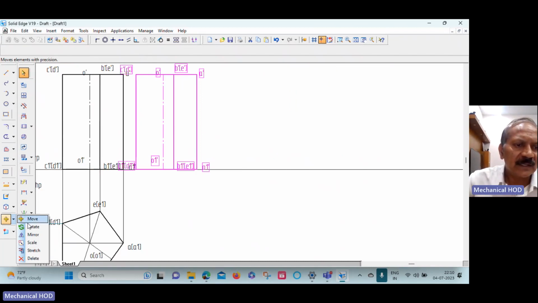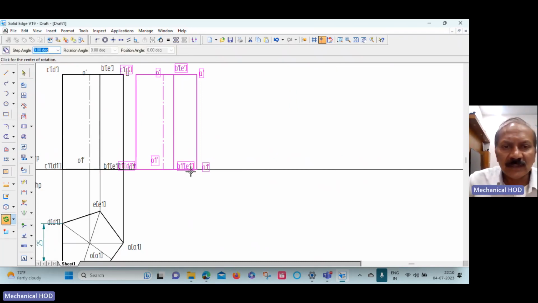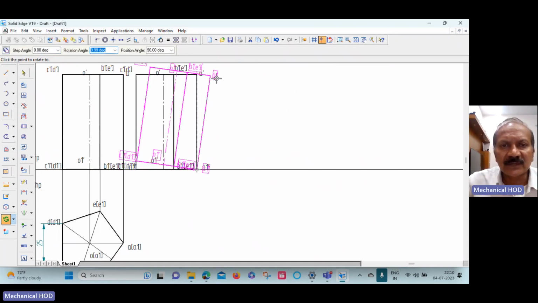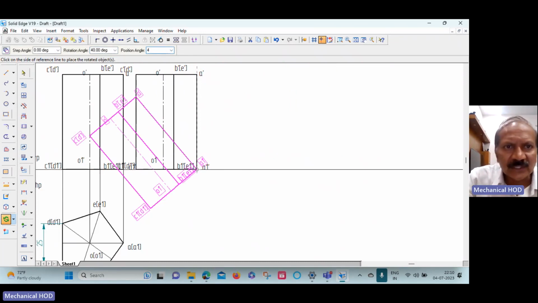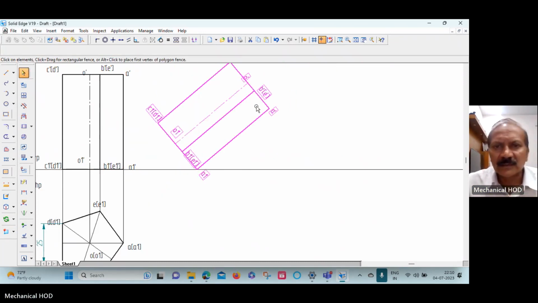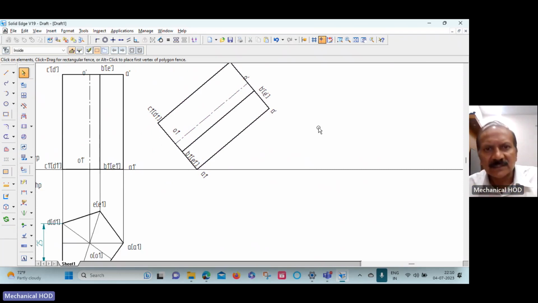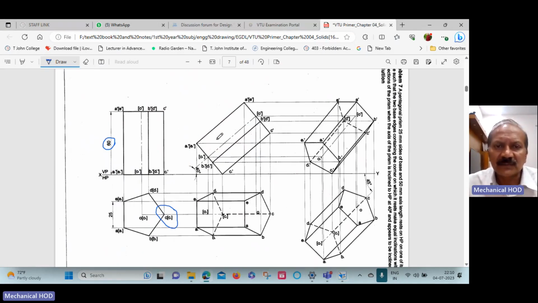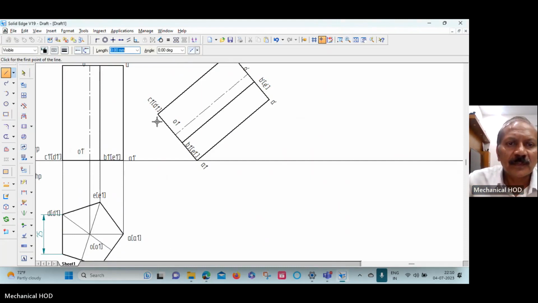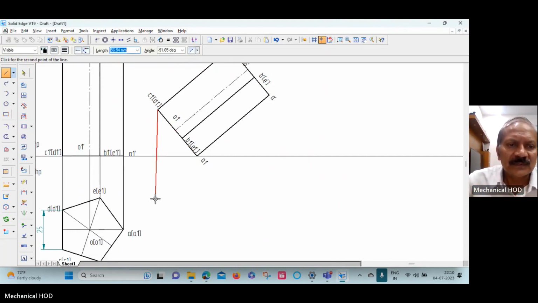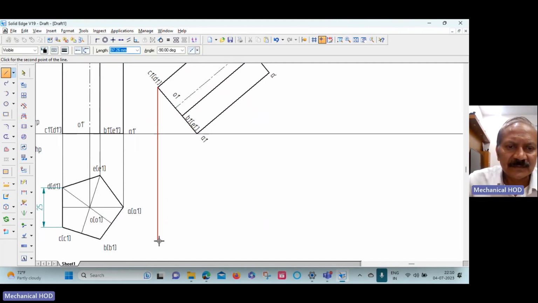Go to rotate command. Switch off the copy. This is the center of rotation. This is the point to rotate from. Angle is 40. Position angle, both are 40. Okay. See, 40 was the given. So now project down. D1 dash, D1 dash.